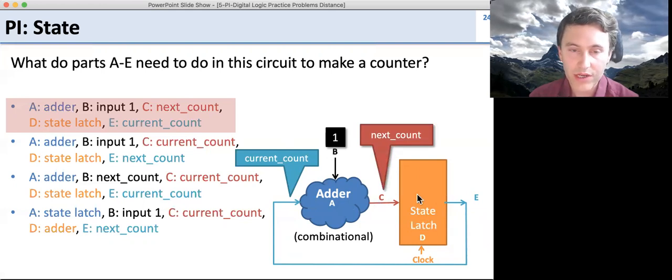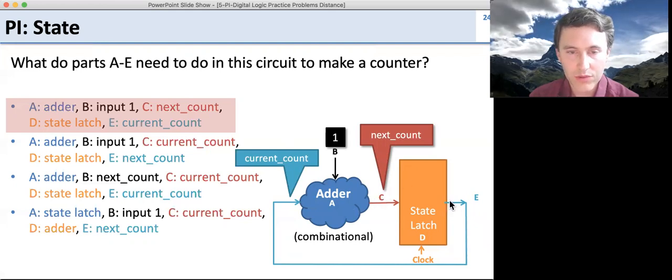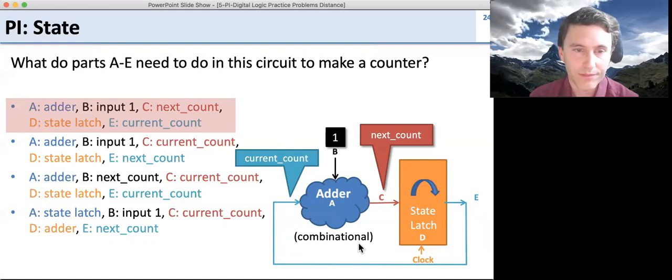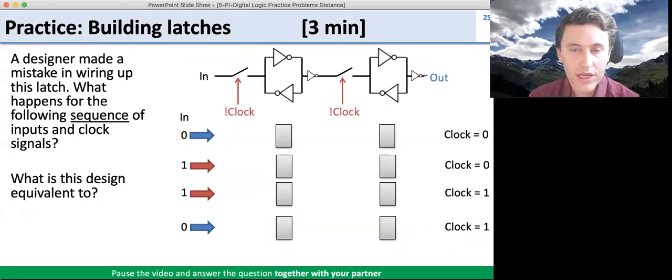And then we store that in here on the clock. So in every clock signal, we take the current count, we move it over to the next one, and this goes through here, and we calculate the next one, and that counts up. All right, go ahead, take a look at this latch here, and work out the answer together with your partner.